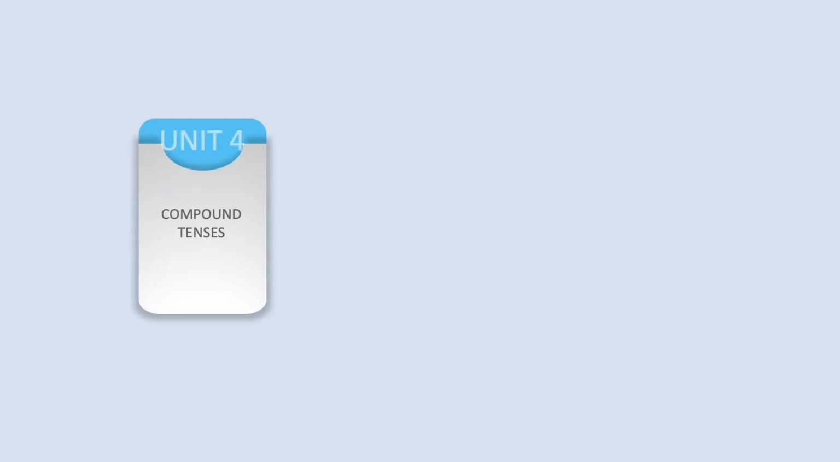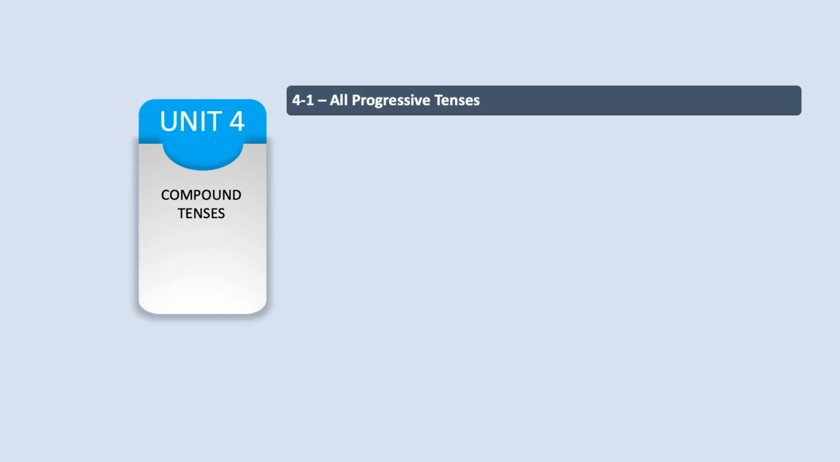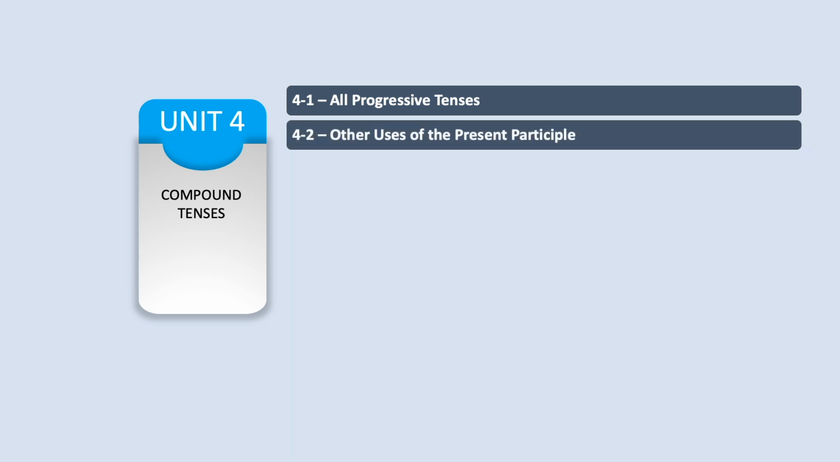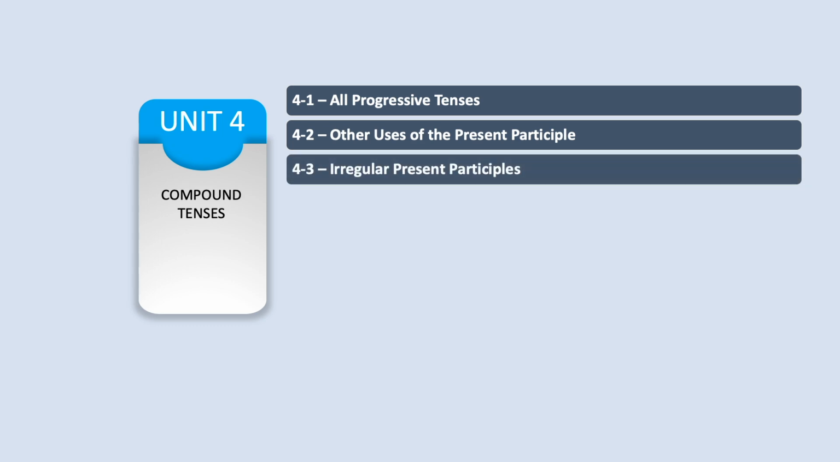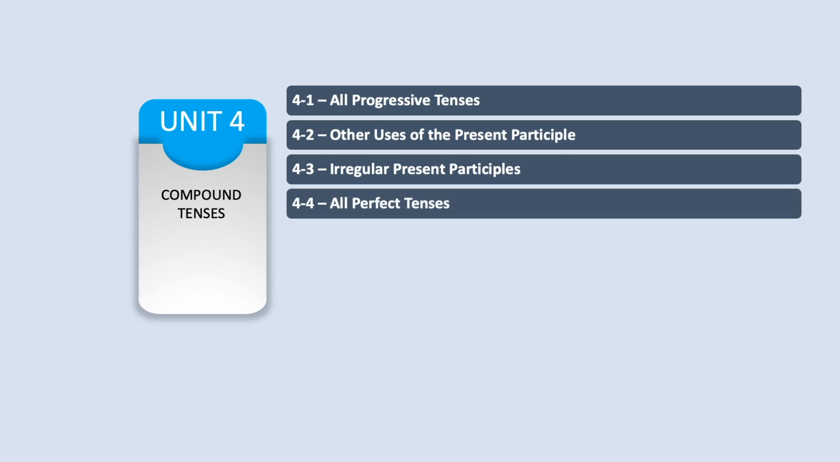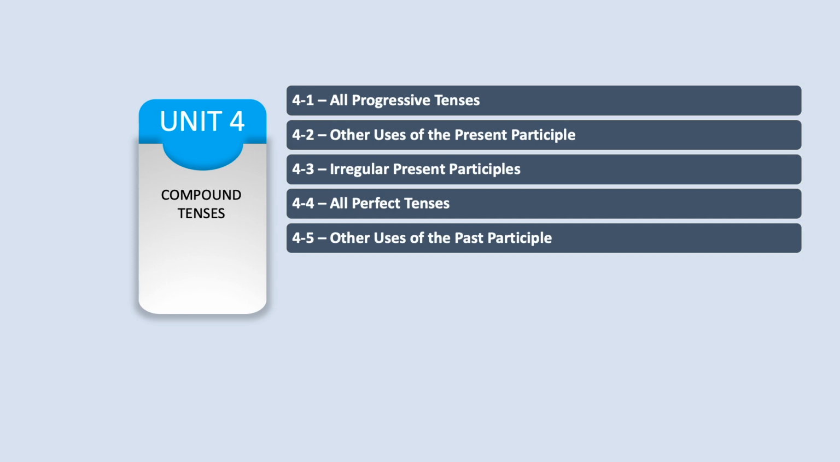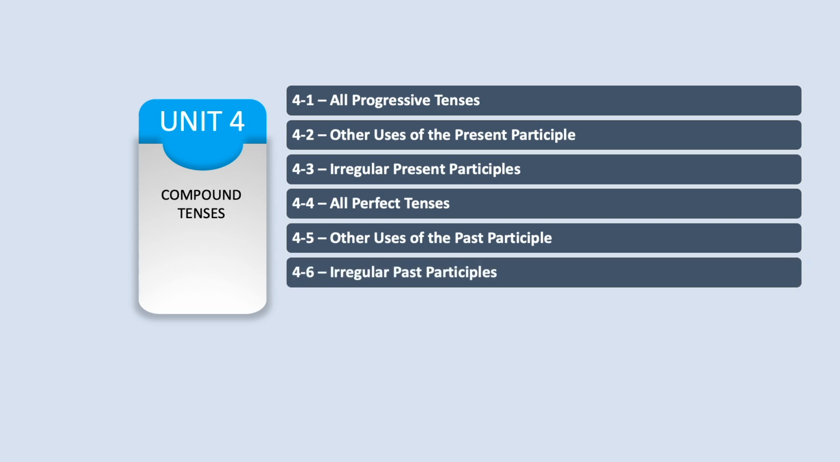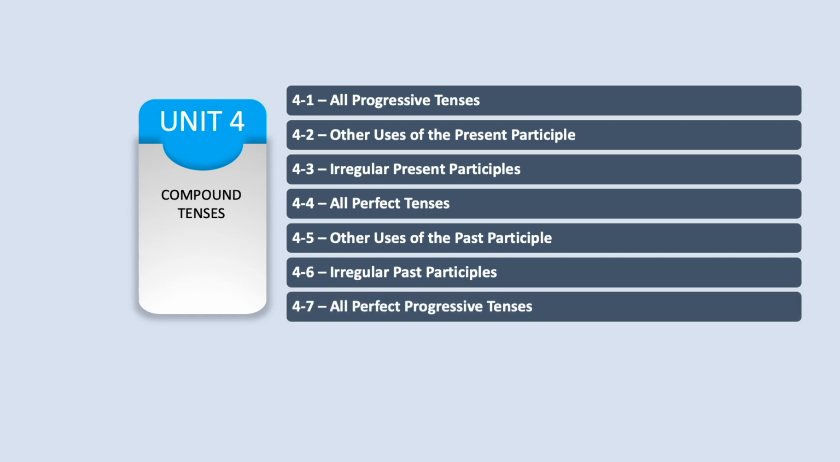Unit 4 covers compound tenses. We start off with the progressive tenses, which include the use of the present participle. We then have other uses of the present participle and irregular present participles. Perfect tenses use the past participle, and then we have another lesson discussing other uses of the past participle, as well as irregular past participles. And then we combine the progressive and perfect tenses to create the perfect progressive tenses.